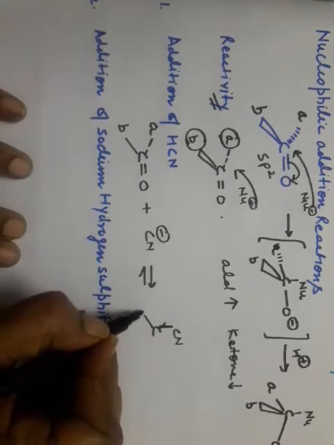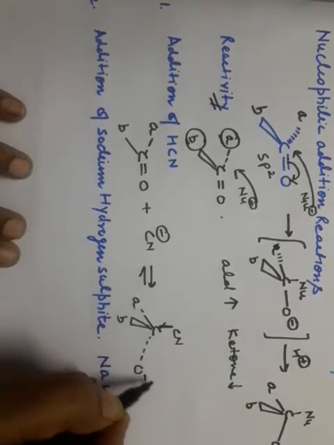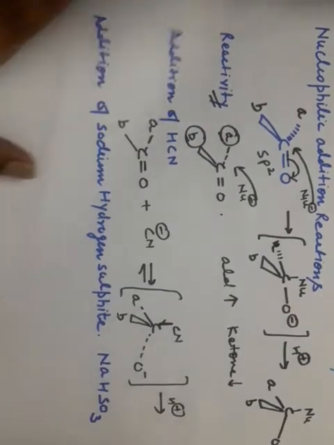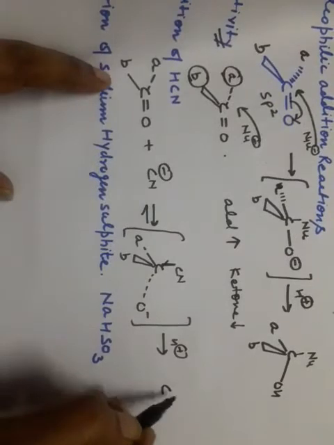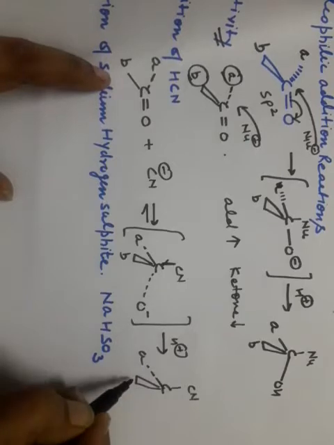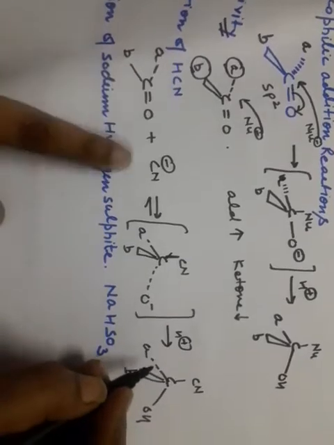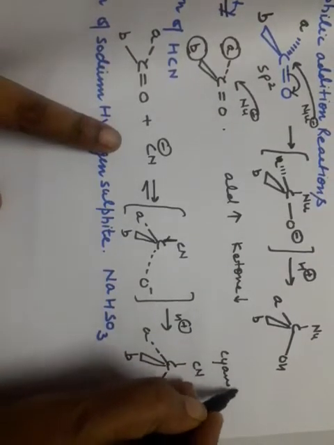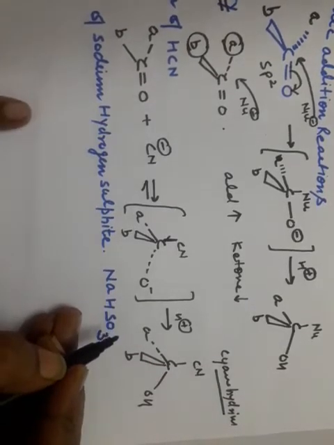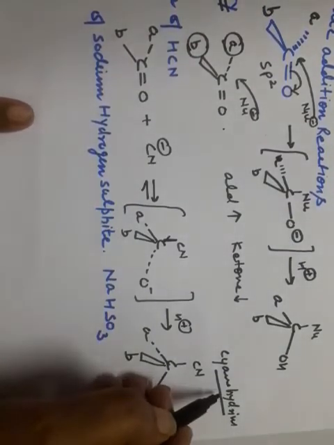which is not neutral, having a negative charge, and in the next step it abstracts the proton from the medium and changes into a neutral compound. The compound which is formed is called cyanohydrin. Keep in mind, this will be used a lot later. So when an aldehyde or ketone reacts with HCN, they give us cyanohydrin.